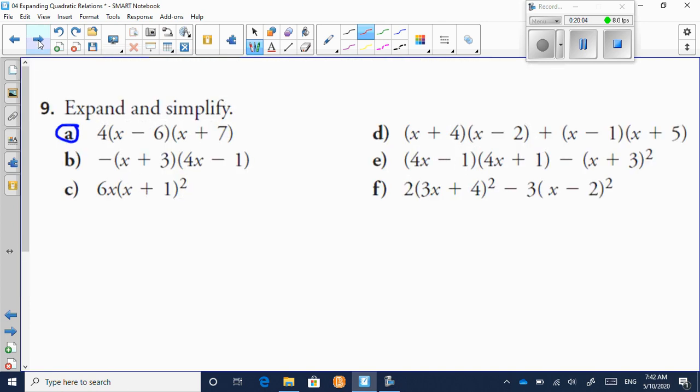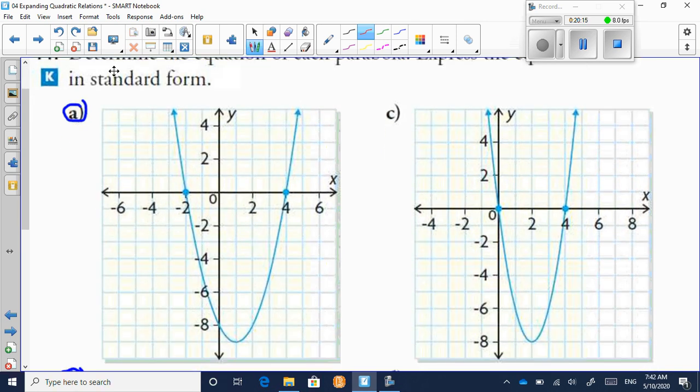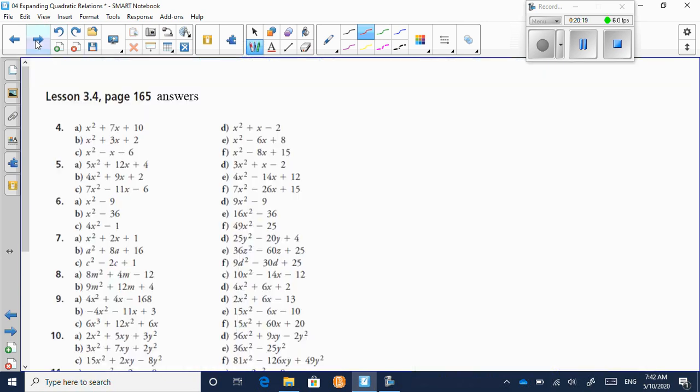More of your homework here. There's a good example where they have the number out front, and you know how to do that. Okay, and then number 11, it says write the equation. So this is exactly what we did in that last example, so you'll do 2 of those. And there are the answers.